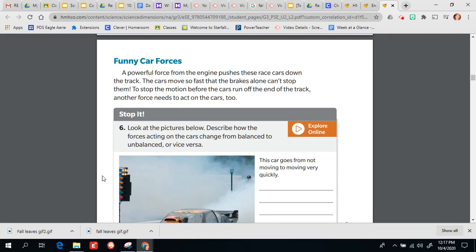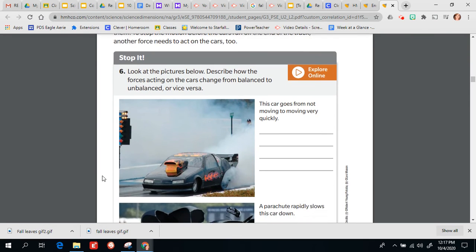Funny car forces. A powerful force from the engine pushes these race cars down the track. The cars move so fast that the brakes alone can't stop them. To stop the motion before the cars run off the end of the track, another force needs to act on the cars too.